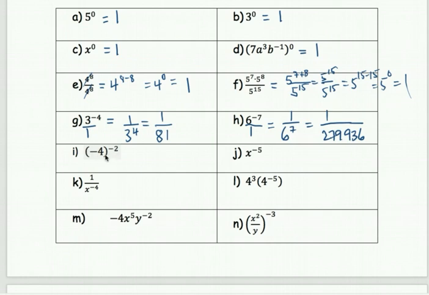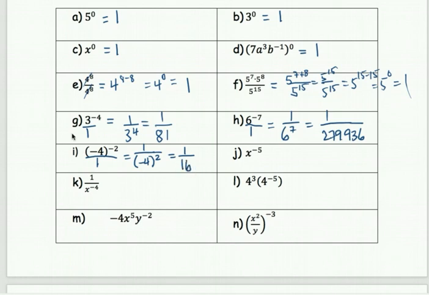So here we have a couple of negatives. You might worry about this one, like, oh, it's negative, we've got to fix that. No, it's just the exponent 2 that's a concern here, okay? So what we're going to do is rewrite the 1 like that, and flip it. When we flip it, this negative 4 is still negative 4, okay? But the thing that changes is the negative exponent 2 becomes positive 2, okay? And now you go through and evaluate: negative 4 times negative 4 is positive 16.